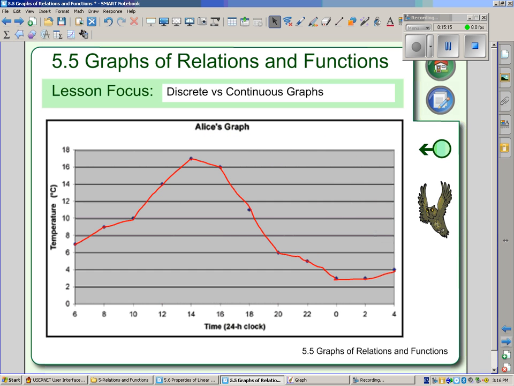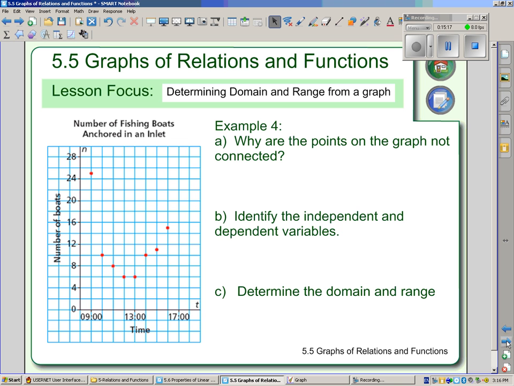So let's look at discrete versus continuous graphs. So here are some examples. All right, so we have the number of fishing boats anchored in an inlet. Now, one of the things when we're looking at titles of graphs, this is the number of fishing boats in our title. We're dealing with our dependent value first. A lot of the times what we're going to have is our dependent versus our independent when you go to name a graph.